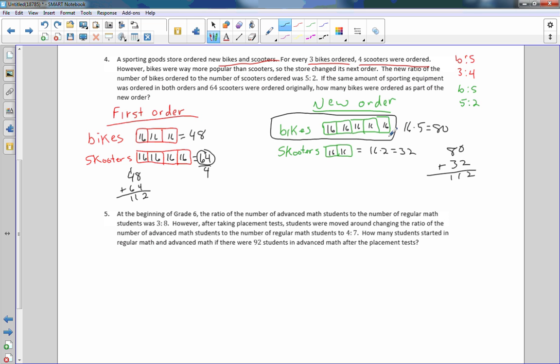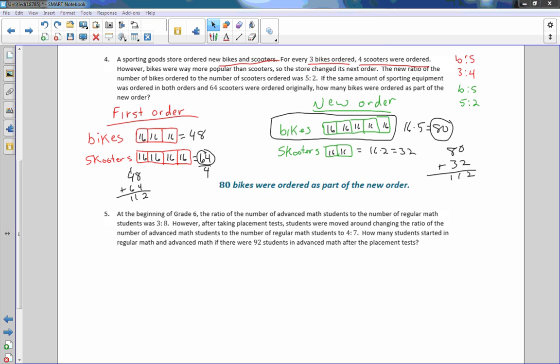And now we answer the question. How many bikes were ordered in this new order? And the answer is 80. So I should write that in a complete sentence. So just give me a moment. And there you have it. 80 bikes were ordered as part of the new order.